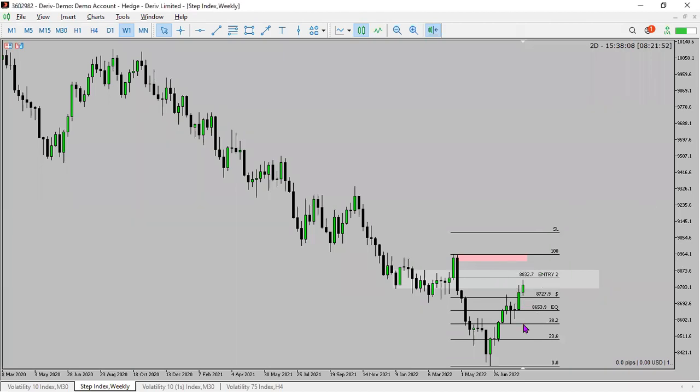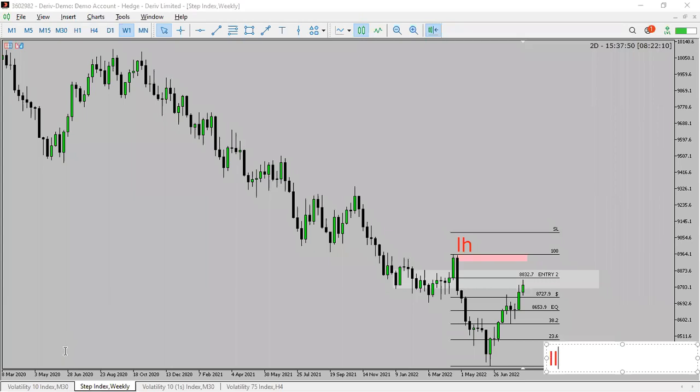Another thing that we could look at in this area is, because we have a nice structure break to the downside, we have in this area here a lower high, which has already created a lower low.